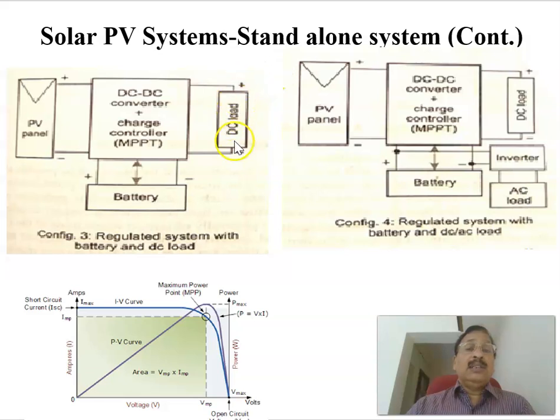Therefore, that is given to a DC load. Therefore, this is a regulated one also. So, a regulated system with a battery and DC load.